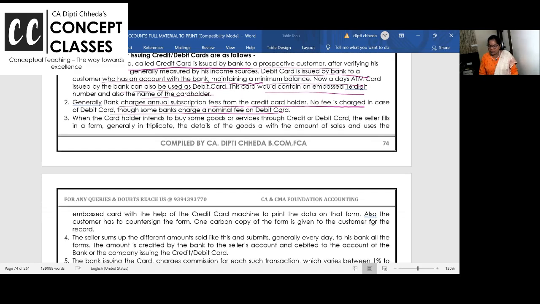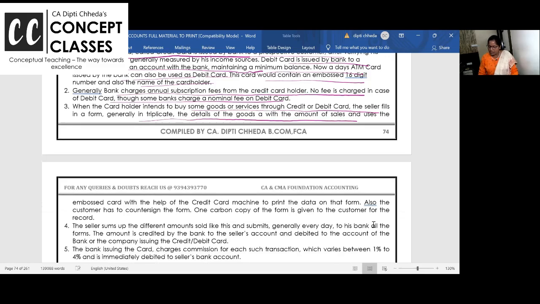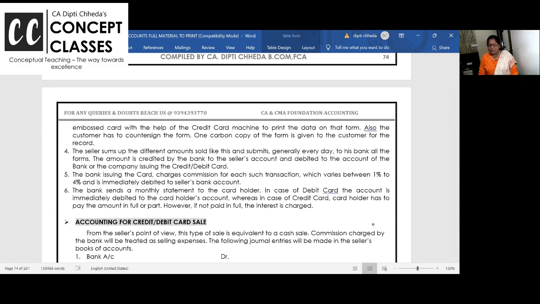When the card holder intends to buy some goods or service through credit or debit card, generally in triplicate details of the goods sold and all are given. Now the seller sums up. This is routine procedural information. Just give it a reading.